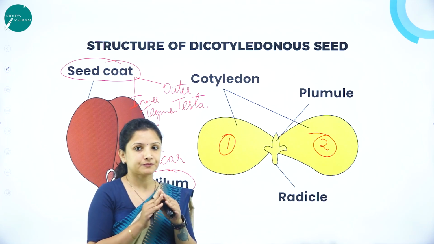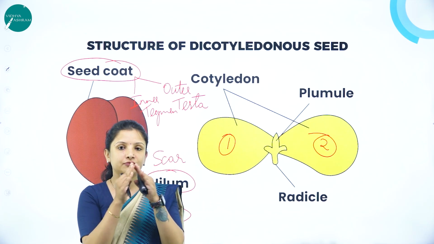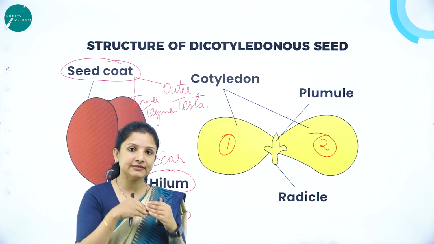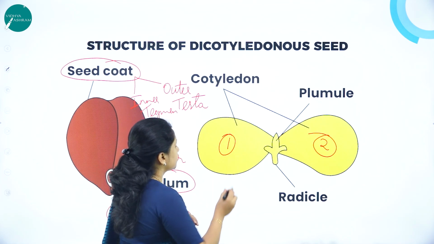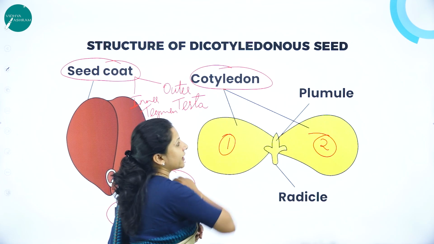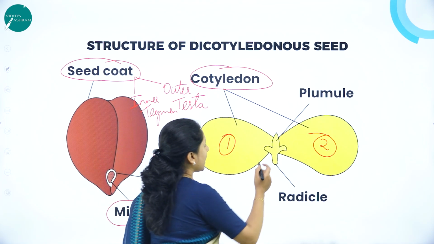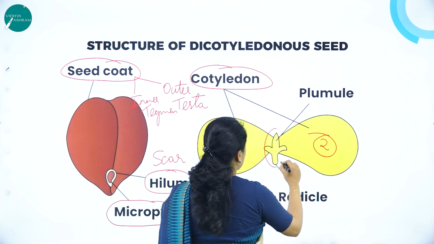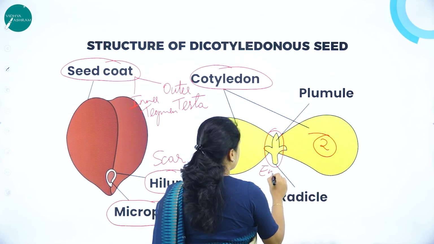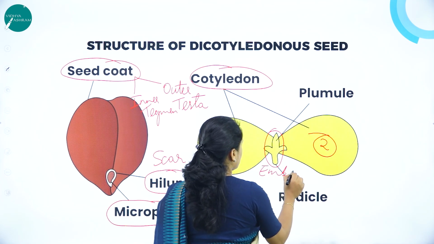Now inside, when you open a dicot seed, what you find inside we shall look into. It is made up of two cotyledons, that is why it is a dicot. Now there is an embryo. This entire thing that you can see is the embryo.